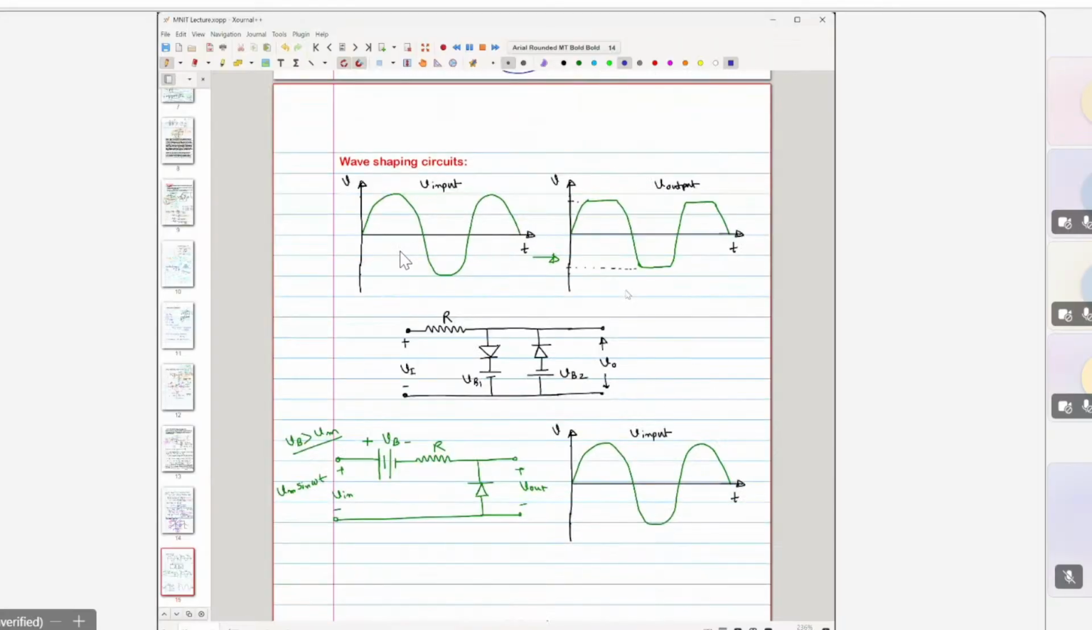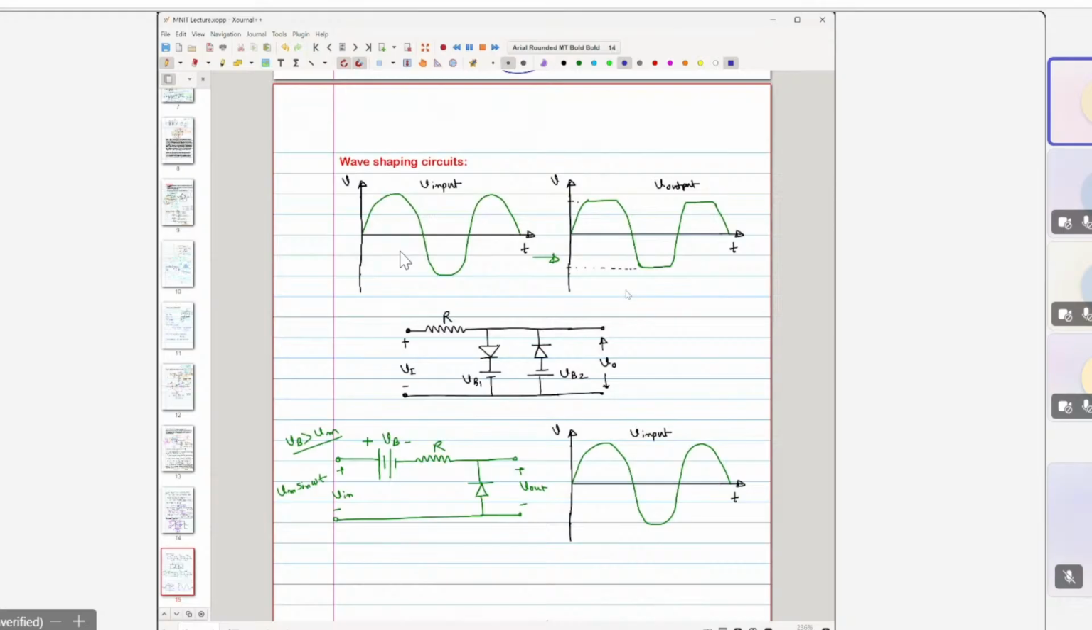Then we have seen how to generate a sinusoidal wave, how to generate square waves, and we have also seen how to change the frequency of these signals. What about amplitude? You can also do that by changing the value of a particular resistor. You can also change the magnitude. So magnitude and frequency we have seen how to change.